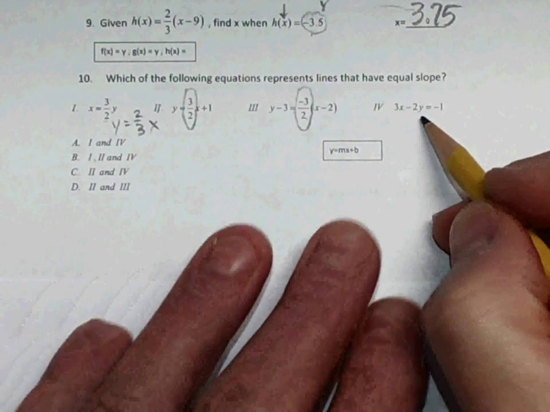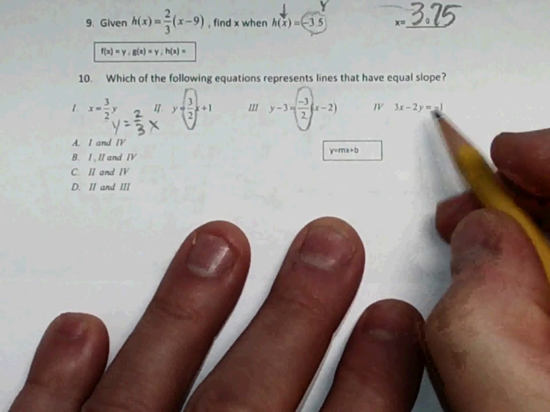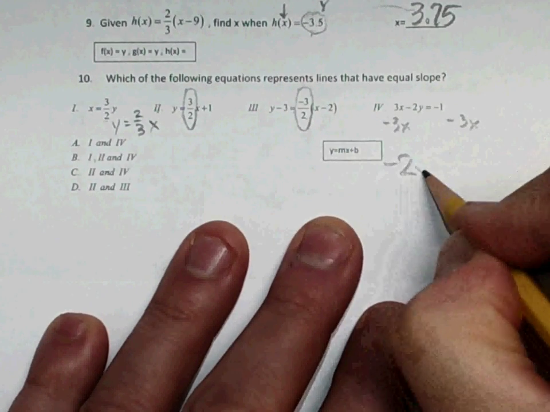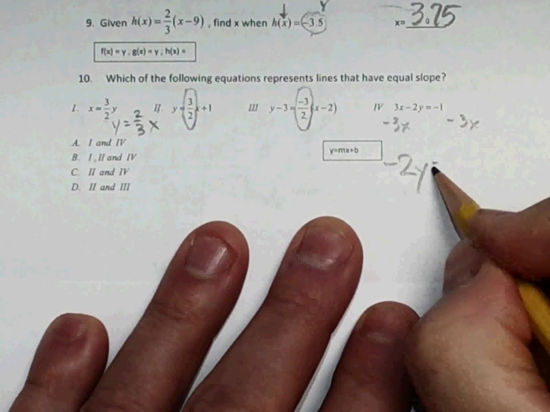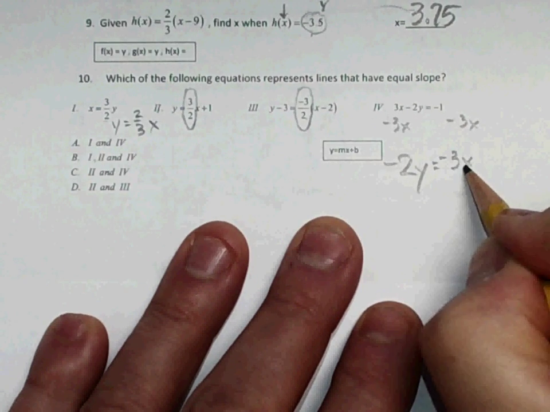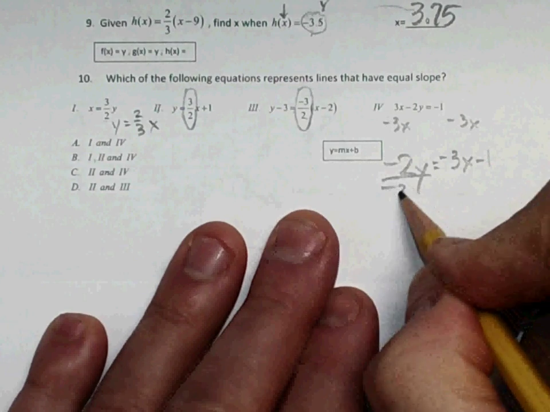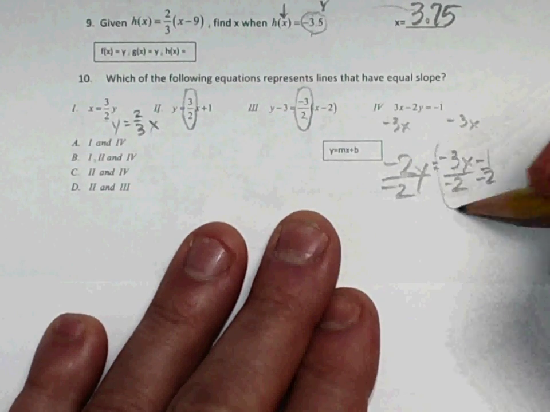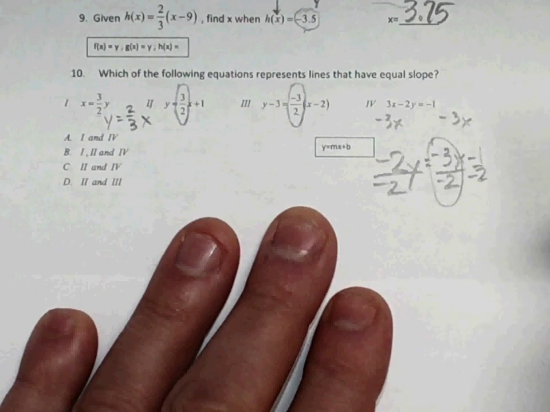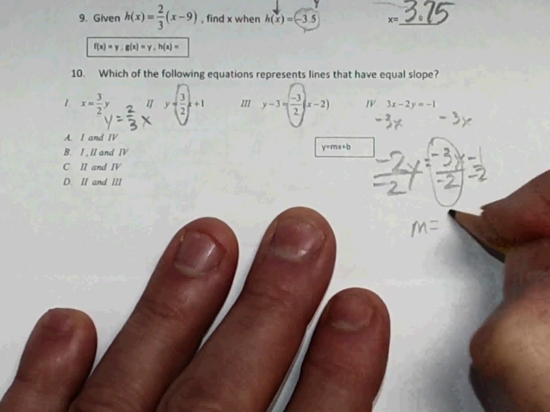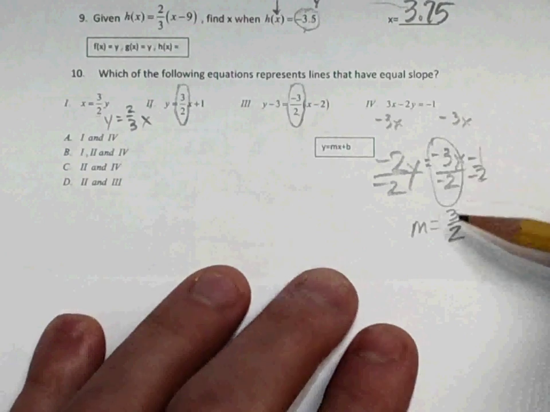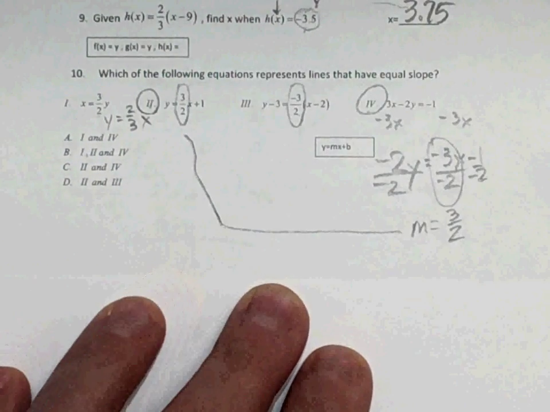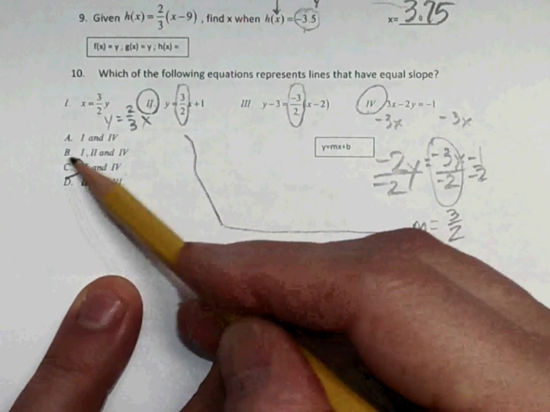Over here, oh my goodness, I'm going to have to solve for y. So I'm going to subtract 3x from both sides. I get a negative 2y. Don't forget your sign in front. And I'll divide by negative 2. And what's a negative divided by a negative? That's a positive. This one has a slope of 3/2, which matches this one right here. So 2 and 4 are the same, and that's going to be C.